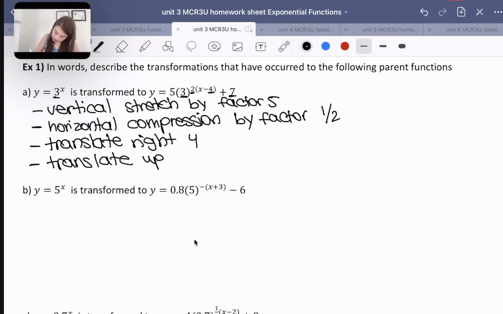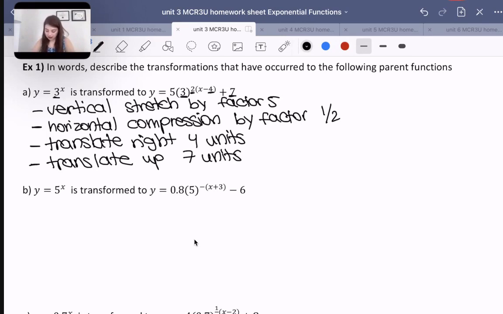translate up 7. I guess I should say 4 units, 7 units, because it's not a factor of 7 or a factor of 4 that we're shifting by. We're just quite literally taking all our values and moving them 4 to the right, then 7 up, and that's what we're doing.